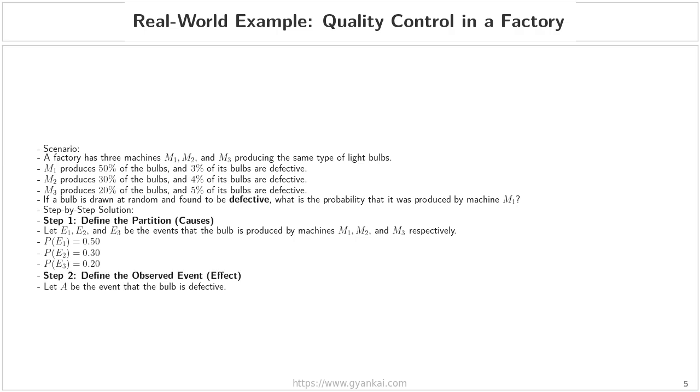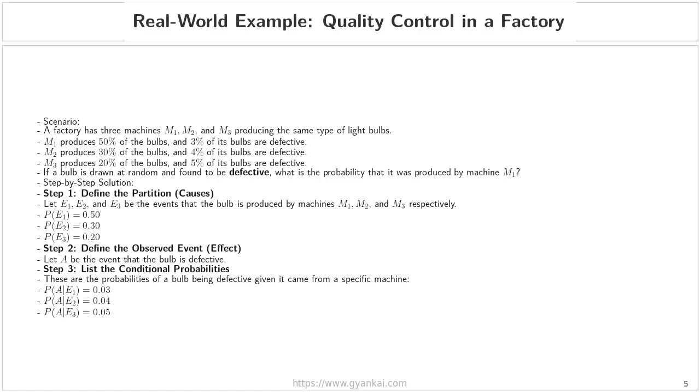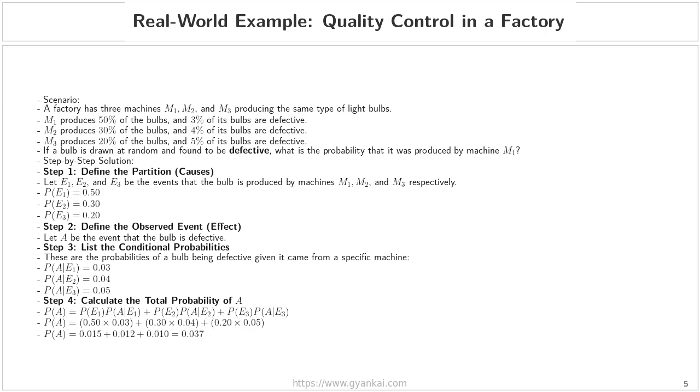Step 2, next, we identify the observed event or the effect. Let's call event A the event that the bulb is defective. Step 3, now we list the conditional probabilities. These are the probabilities of the effect occurring, given a specific cause. So, the probability of A given E1 is 0.03, the probability of A given E2 is 0.04, and the probability of A given E3 is 0.05. Step 4, before we can find our final answer, we must calculate the total probability of event A occurring. This is where we use the theorem of total probability that we learned earlier. We sum up all the different paths that lead to a defective bulb.